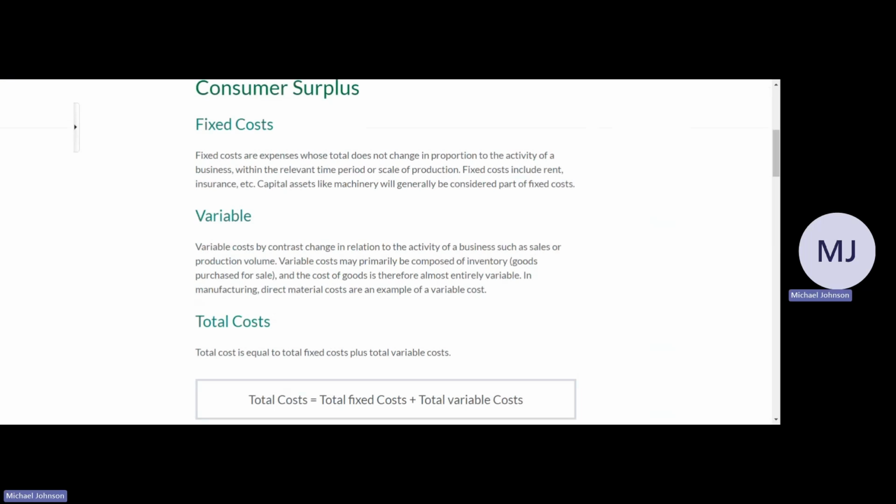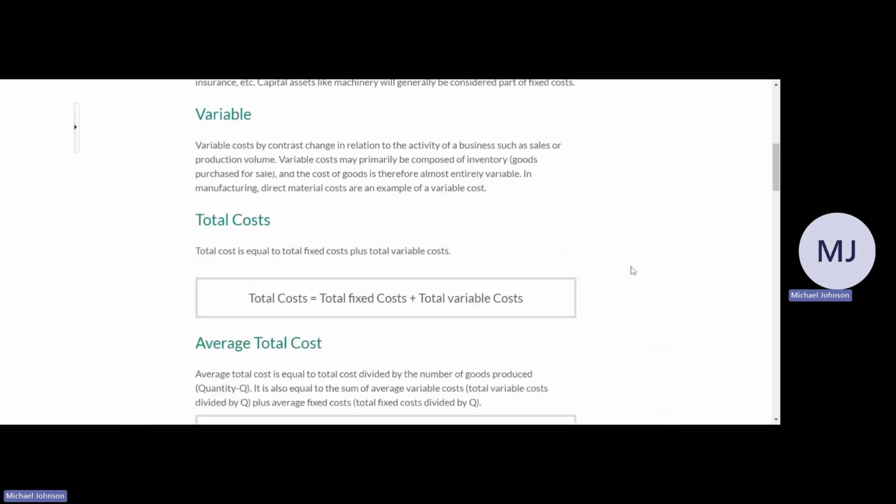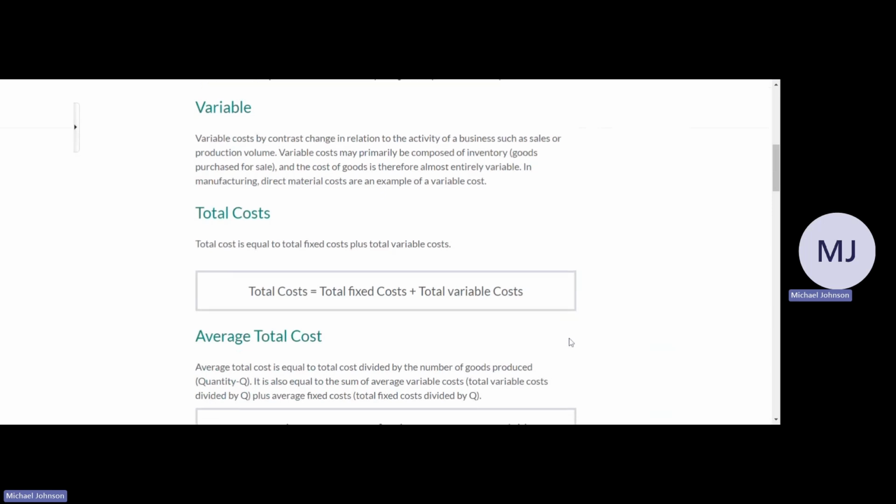Fixed costs are expenses whose total does not change in proportion to the activity of the business. Rent and insurance are examples. Capital assets like machinery will generally be considered part of fixed costs. Variable costs change in relation to an activity of the business, such as sales or production volume. So inventory and manufacturing direct material costs are variable costs.